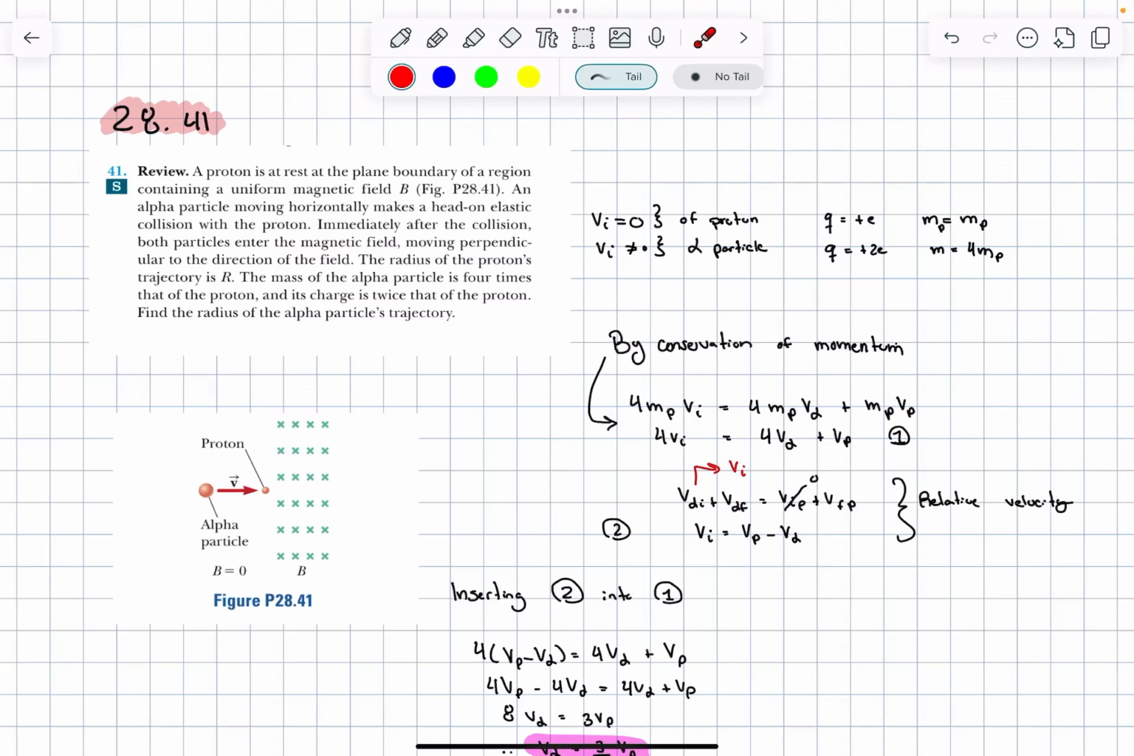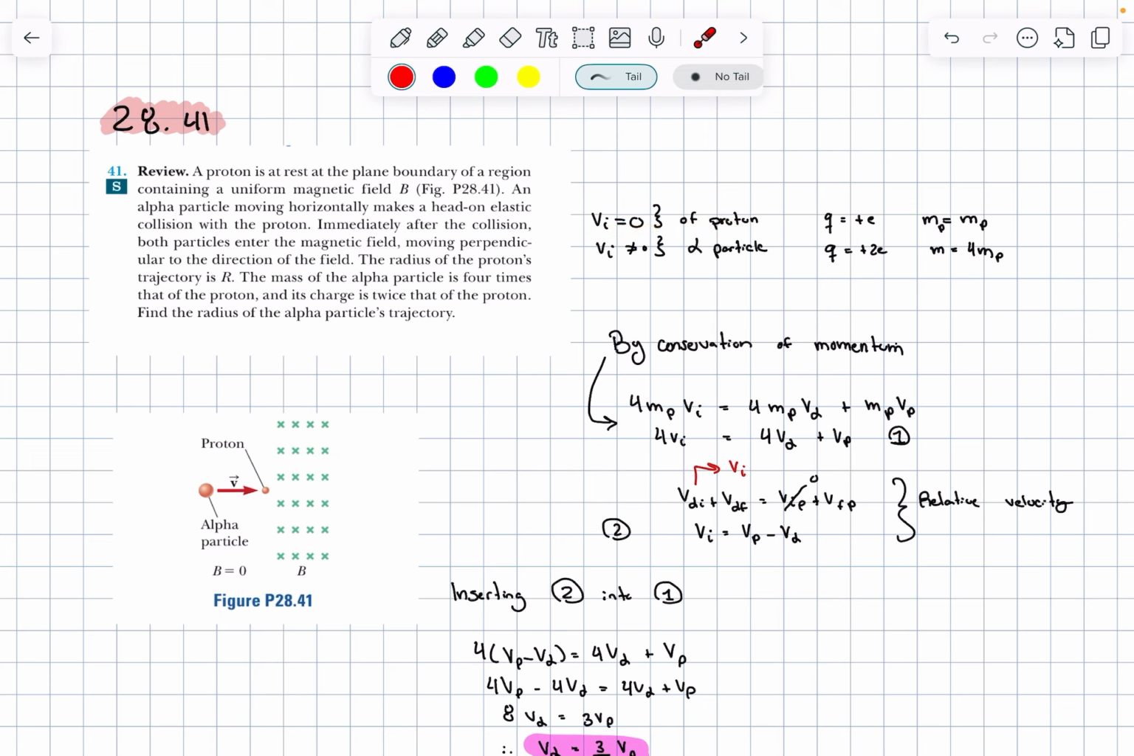This is problem 28.41, and it says that a proton is at rest at the plane boundary of a region containing a uniform electric or uniform magnetic field B. So this is our proton, and sitting right there, no velocity. So that's what we have here. Initial velocity of the proton, 0.